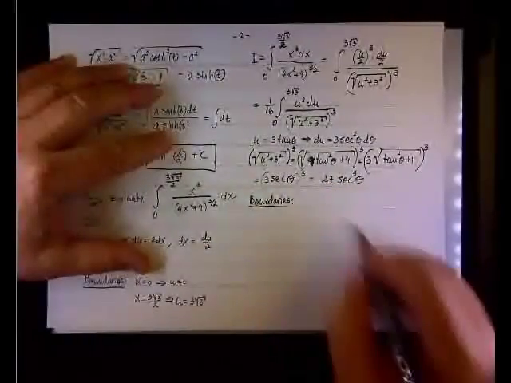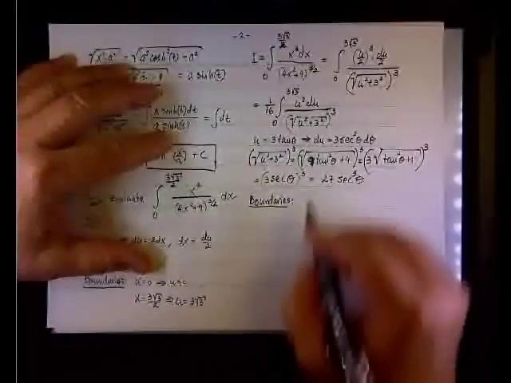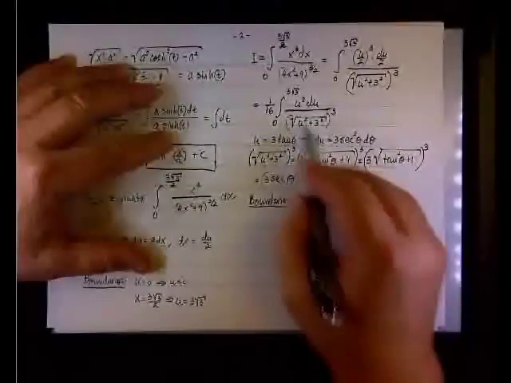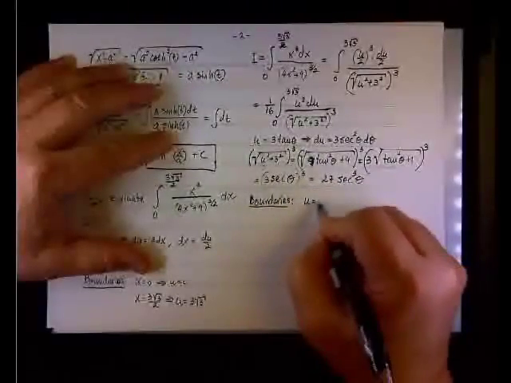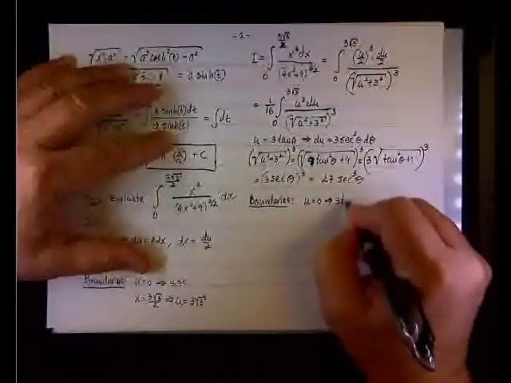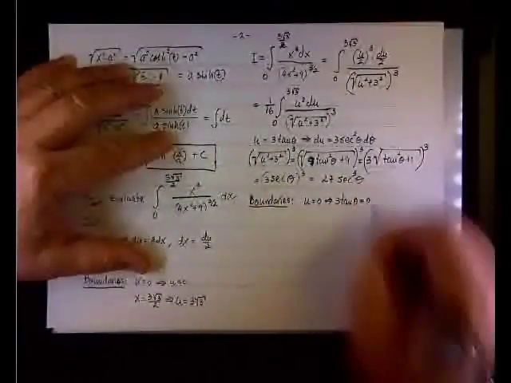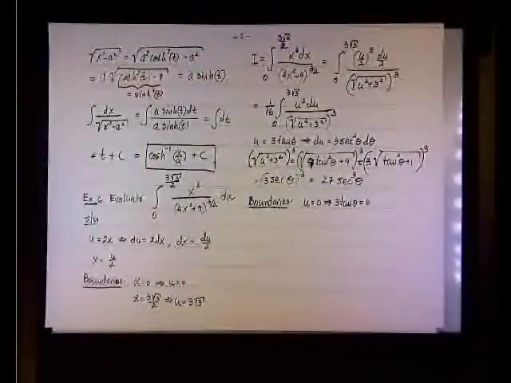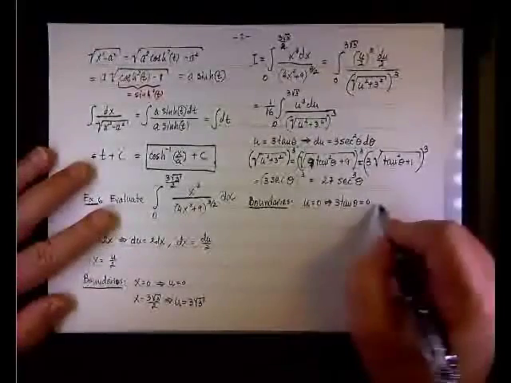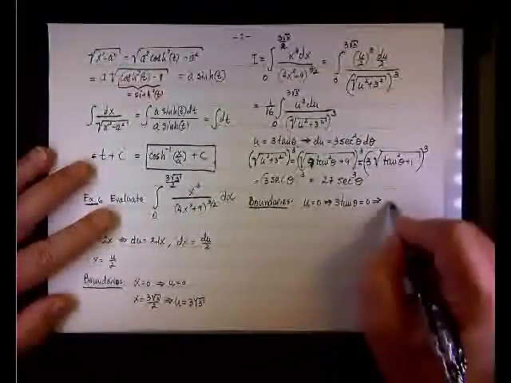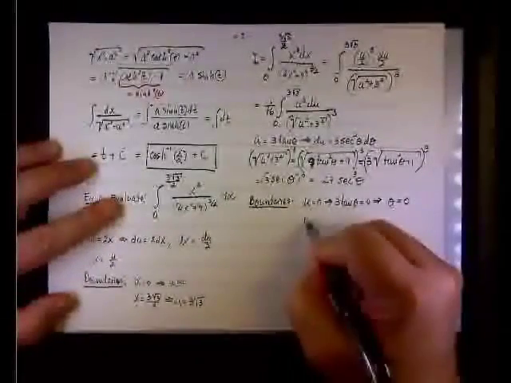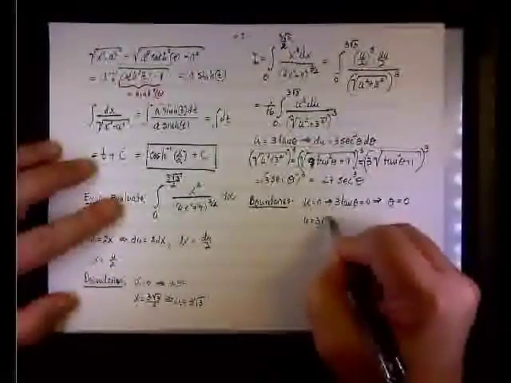Okay, so the boundaries. Again, let's look at when u equals 0. Since u equals 3 tangent theta, we want 3 tangent theta to equal 0. Again, the domain of the tangent, we're talking about negative pi over 2 to pi over 2. So on this domain, it happens only when theta equals 0, going to give you this result.